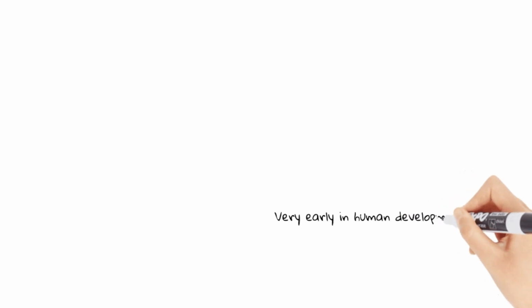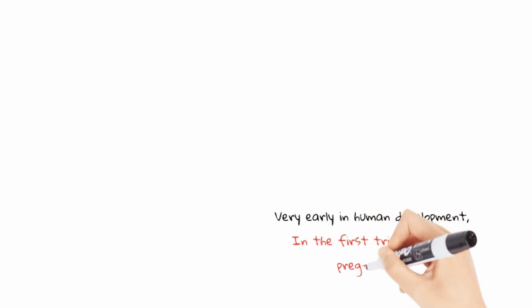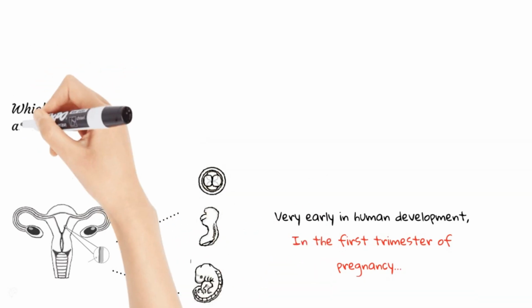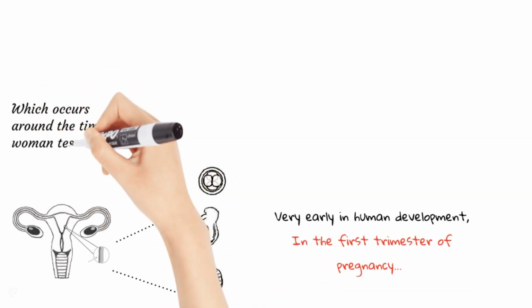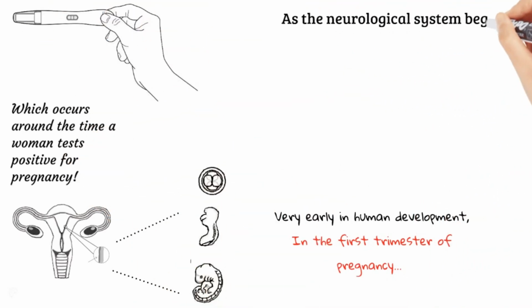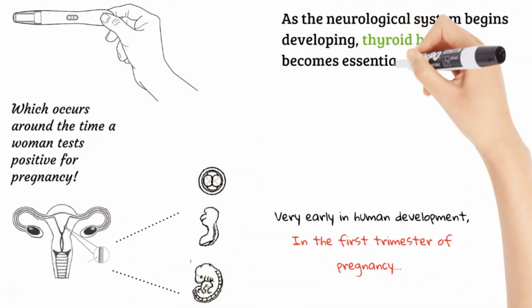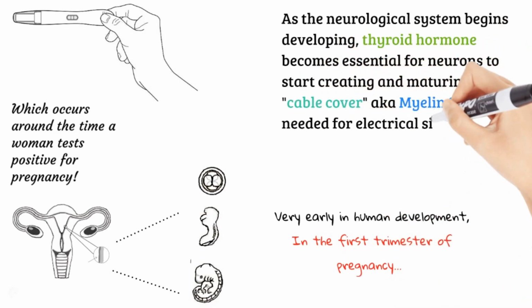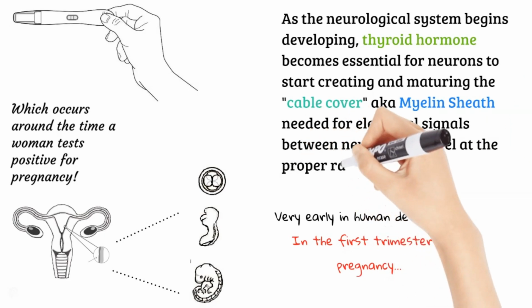Very early in human development, in the first trimester of pregnancy, which occurs around the time a woman tests positive for pregnancy, as the neurological system begins developing, thyroid hormone becomes essential for neurons to start creating and maturing the cable cover, aka myelin sheath, needed for electrical signals between the neurons to travel at the proper rate.